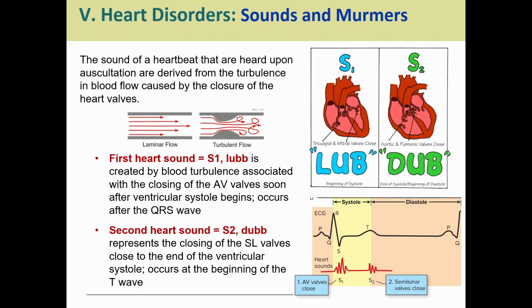So if we're listening, right, QRS complex right here, we hear the AV valves close here as the ventricles are about to contract. And then the semilunar valves close after that contraction is over and blood is flowing from the ventricles into the aorta, and the semilunar valves close behind it.